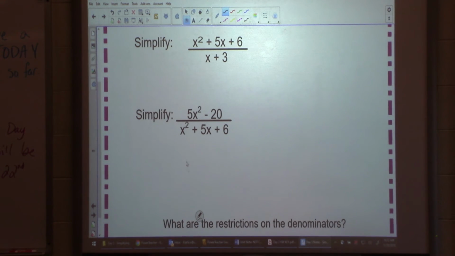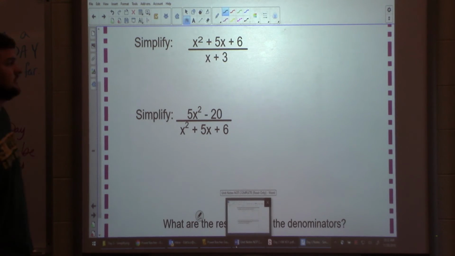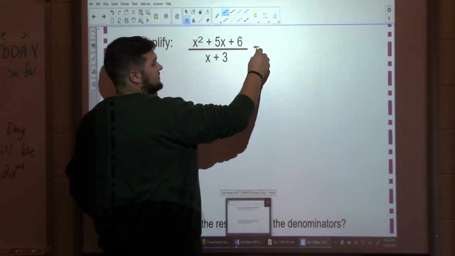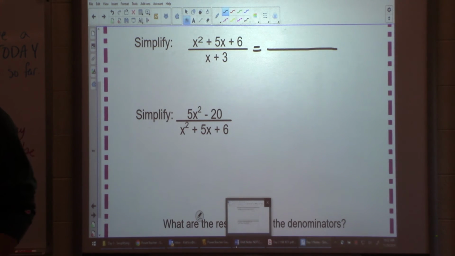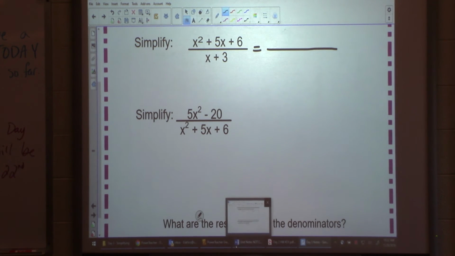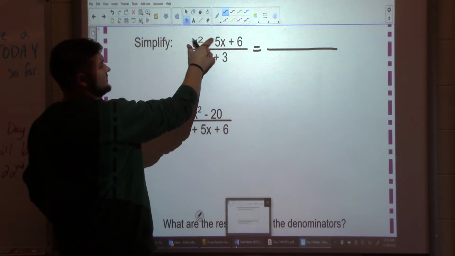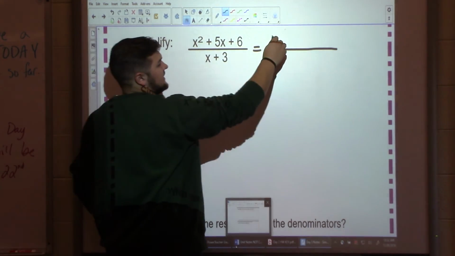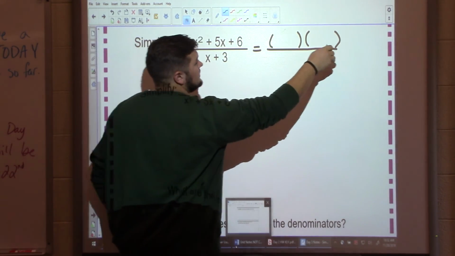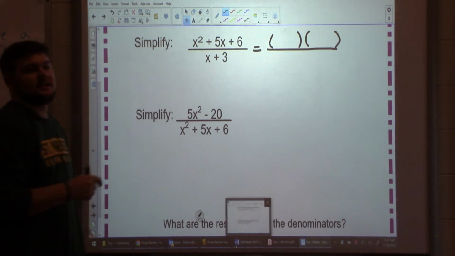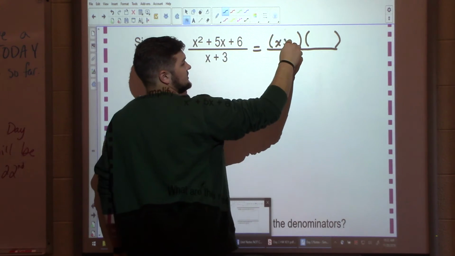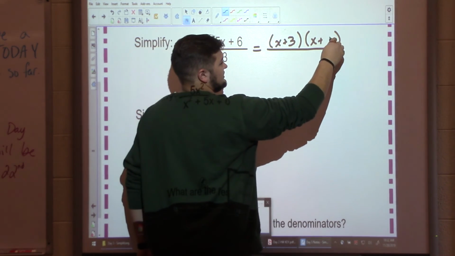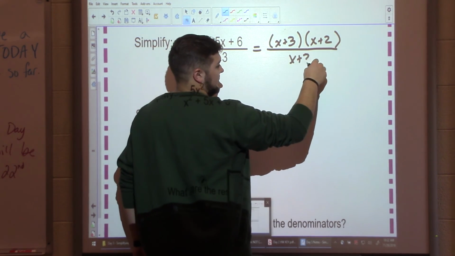X squared plus 5x plus 6 over x plus 3. What's my first step? Always. Factor first. So, I can factor this trinomial, right? The 3 pieces, I can factor it into 2. What multiplies to 6 and adds to 5? 3 and 2. So x plus 3, x plus 2 over x plus 3.